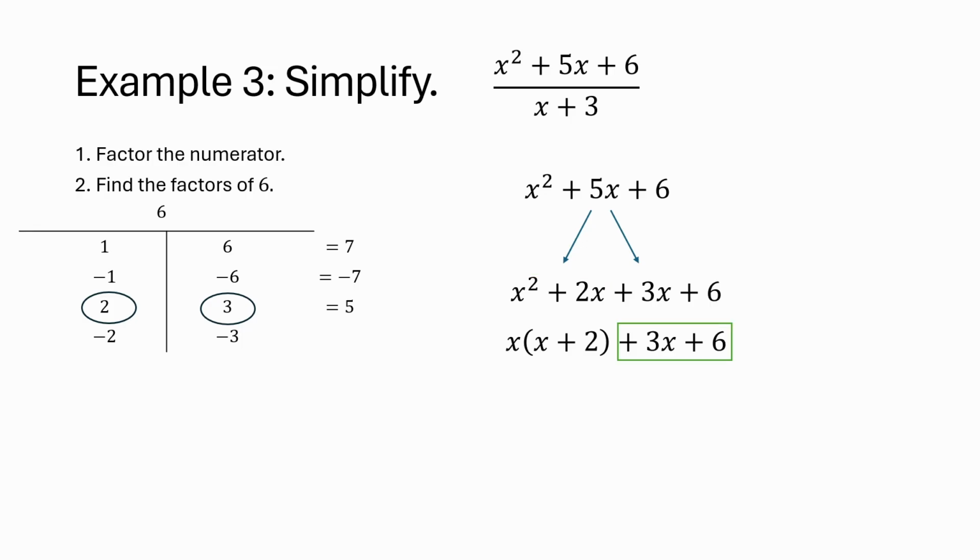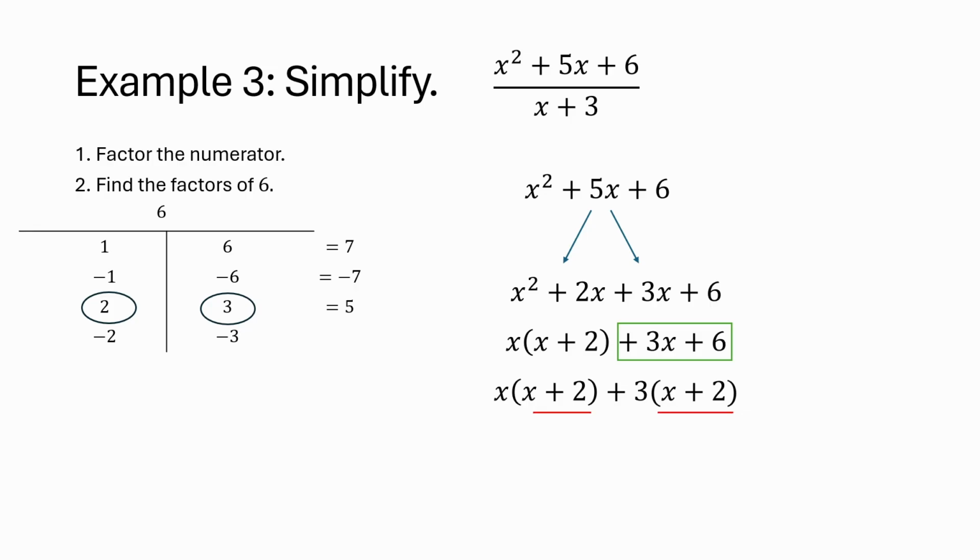Now I'm going to bring down the last two terms, plus 3x plus 6, and then I'm going to group those two terms together, and I'm going to find the GCF of those two terms. And so the GCF of those two terms will be a 3. And so I'm going to bring out a 3, and then I'll have inside of the parentheses x plus 2. So at this stage, when you do factor by grouping, the two binomials need to match, and they do. They're both x plus 2's. And so that means that that's going to be one of my factors.